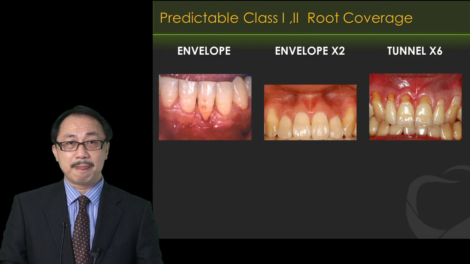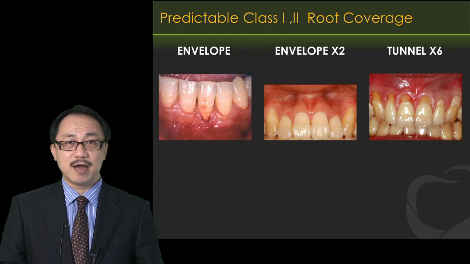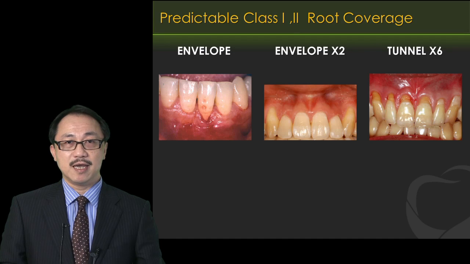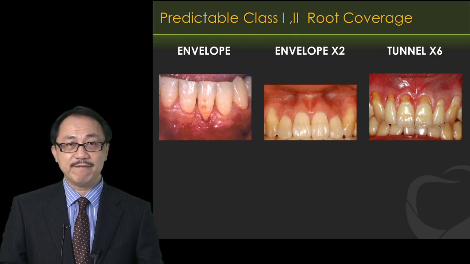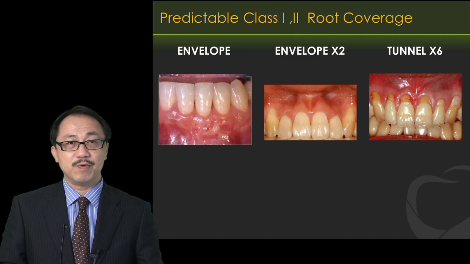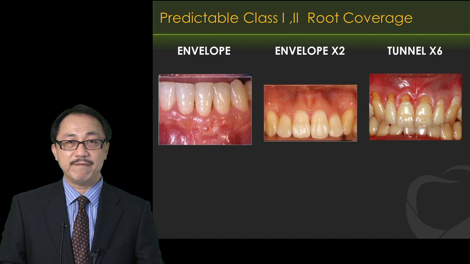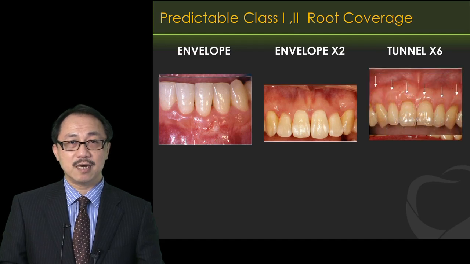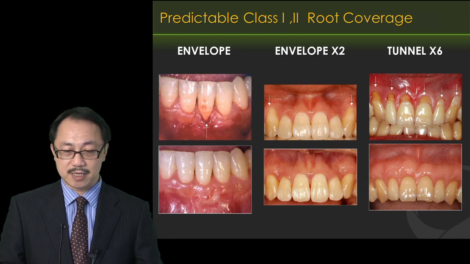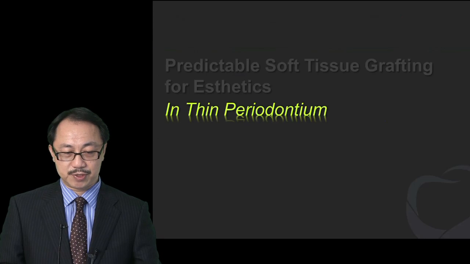Now, in order to do a root coverage for Class 1 and Class 2 Miller classification, predictable in these cases will be to perform an envelope flap on tooth number 24, or an envelope flap on tooth number 6 and 11. Envelope flaps on all the maxillary anteriors altogether connected will be called a tunnel procedure.